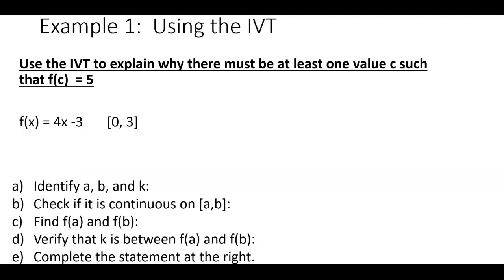Identify the a, the b, and the k. Okay, so what do I mean by that? Well, the a and the b are the x values of your interval. So my x values are going from 0 to 3. Okay, and my k value is the y value that I'm trying to equal. Okay, so I just arbitrarily picked those letters, but those are the letters that match the graph that I gave you on the previous slide. So a and b represent the interval, and k represents that y value that's between my other two y values that I need to find. So there's that.